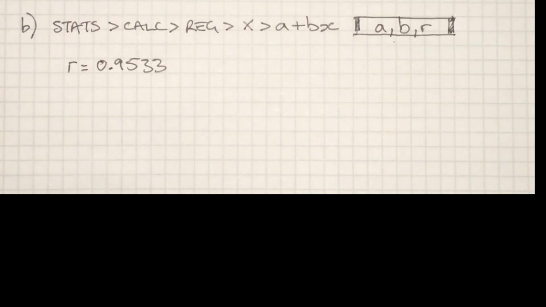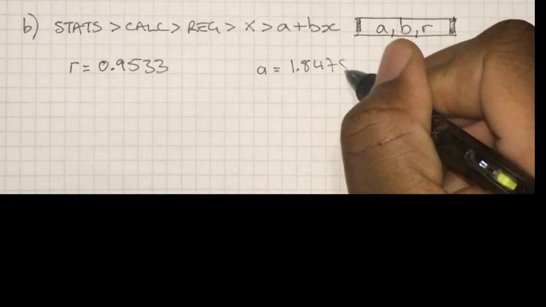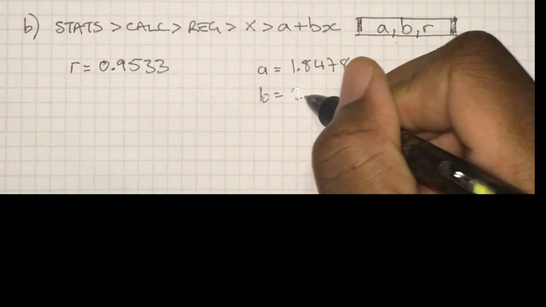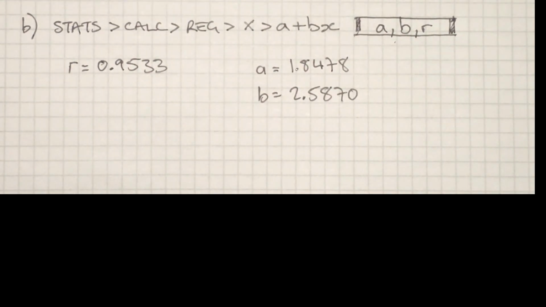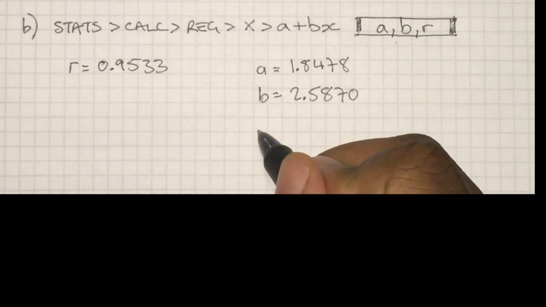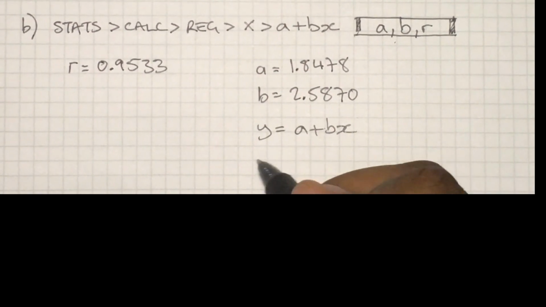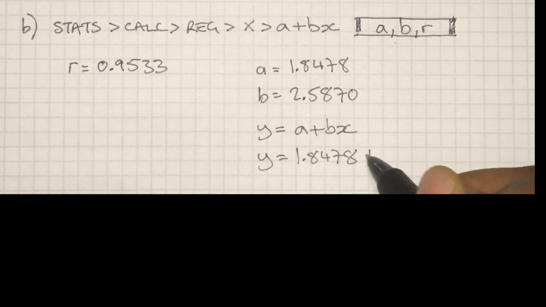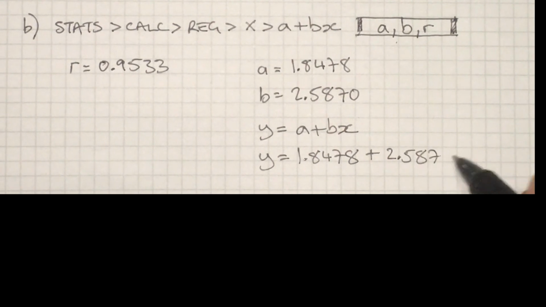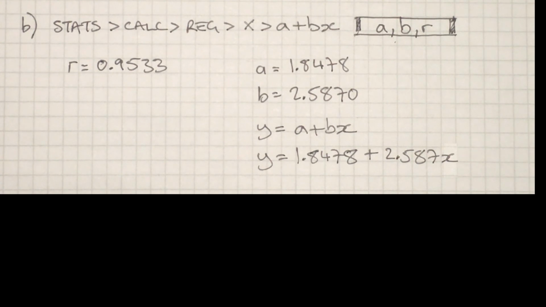I'm going to go beyond the question here, just so I can show you what to do with the values of A and B. For this data set, A is 1.8478 and B is 2.5870. Well, these will form an equation of a straight line. If you remember, you pressed A plus BX, meaning that was the form of the equation of the regression line that you wanted to use. A is given to you on the screen, your y-intercept is 1.8478, and B is given to you on the screen, your gradient is 2.587.